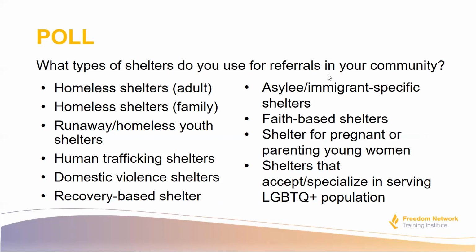Great, so as we see these results come up, it really is all over the board. It looks like the highest numbers are domestic violence shelters and homeless shelters for both adults and family. Some communities are utilizing human trafficking shelters, faith-based shelters, and then a smaller percentage are using more specialized shelters, like those who accept LGBTQ populations, those for pregnant or parenting young women, maybe asylee or immigrant-specific shelters. So it really is all over the board.